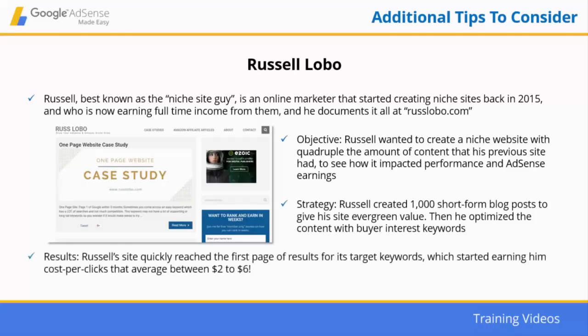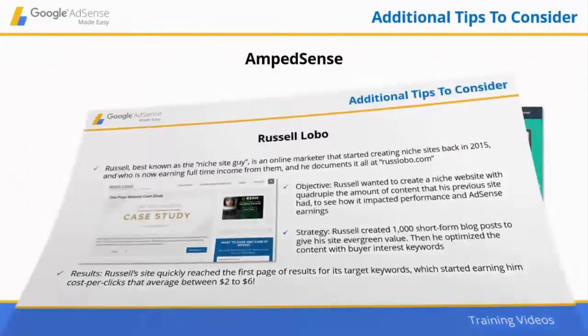Results? Russell's site quickly reached the first page of results for its target keywords, which started earning him cost per clicks that averaged between $2 to $6.